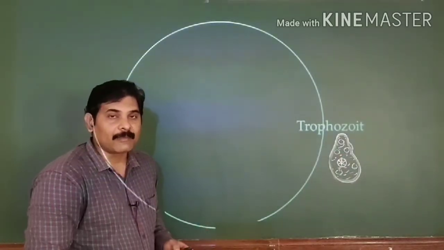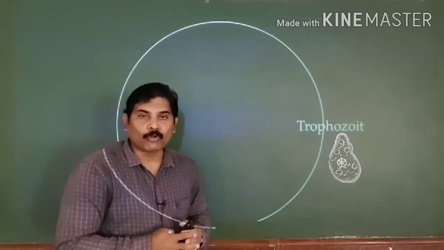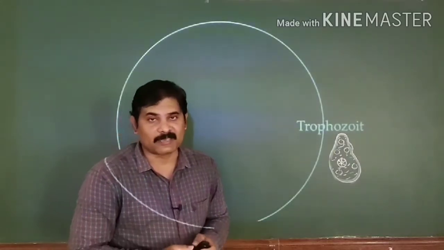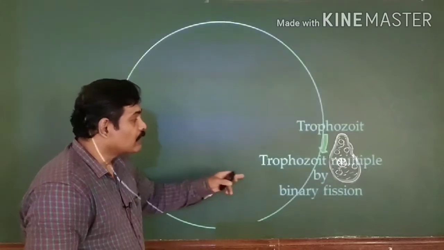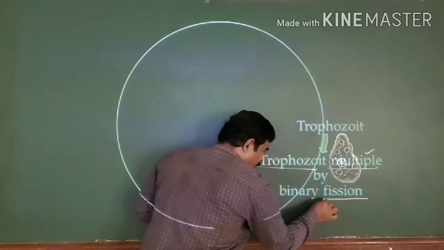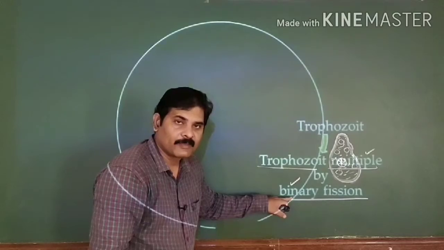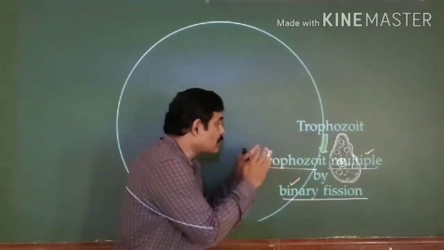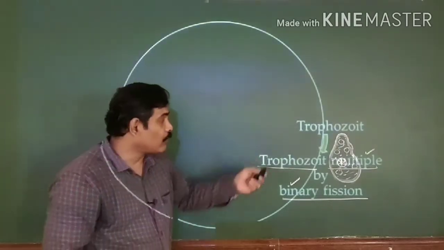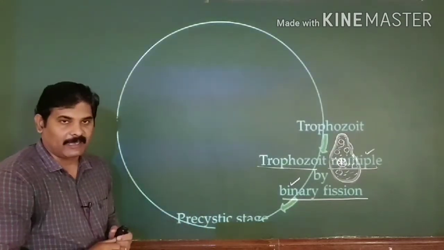What happens during this time? It undergoes mitotic divisions multiple times. After repeated mitotic divisions, some of the trophozoites are released into the lumen of the intestine. This is an important point. These trophozoites undergo multiple divisions, which is a kind of asexual division, that is binary fission. Then some number of trophozoites get released into the lumen. Afterwards, these trophozoites get transformed into the pre-cystic stage, the next stage of its life cycle, right?